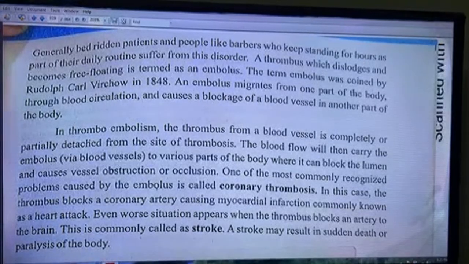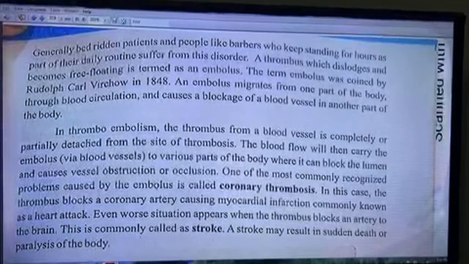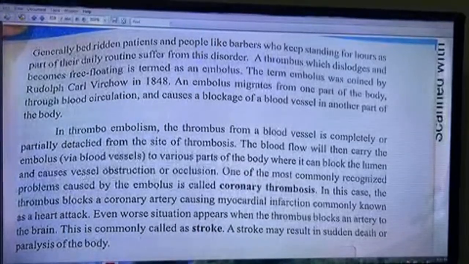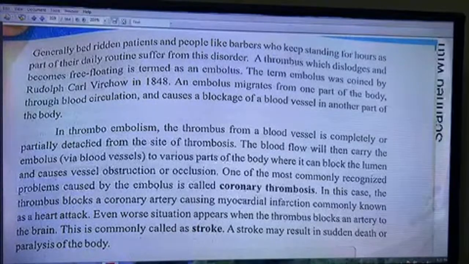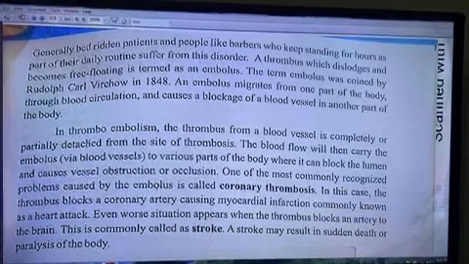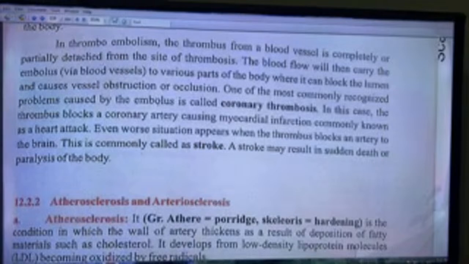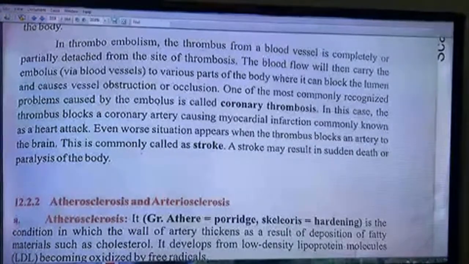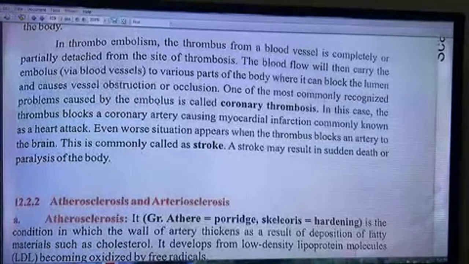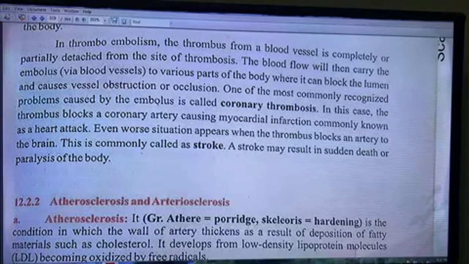The term embolus was coined by Rudolf Karl Virchow in 1848. An embolus migrates from one part of the body through blood circulation and causes a blockage of blood vessels in another part of the body. In thromboembolism, the thrombus from a blood vessel is completely or partially detached from the site of thrombosis. The blood flow will then carry the embolus through the blood vessel to various parts of the body where it can block the lumen and cause vessel obstruction or occlusion.